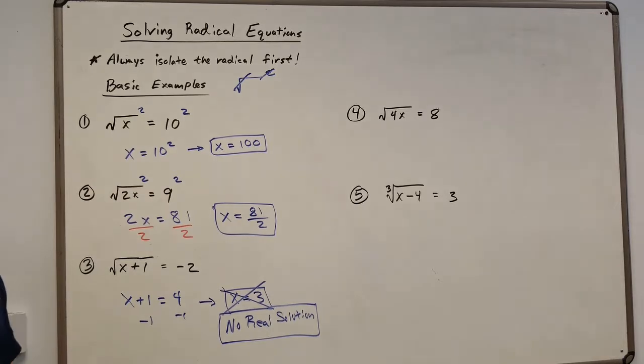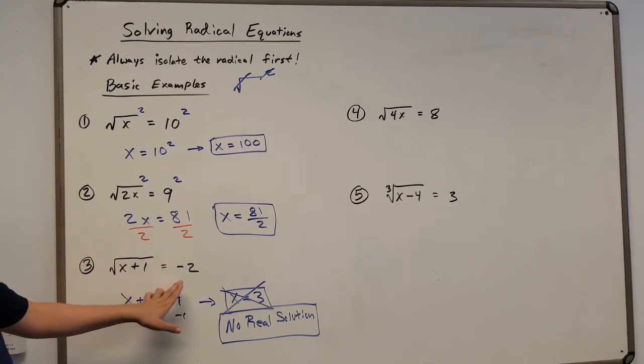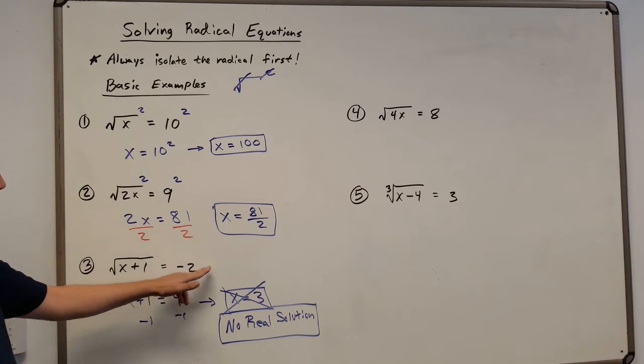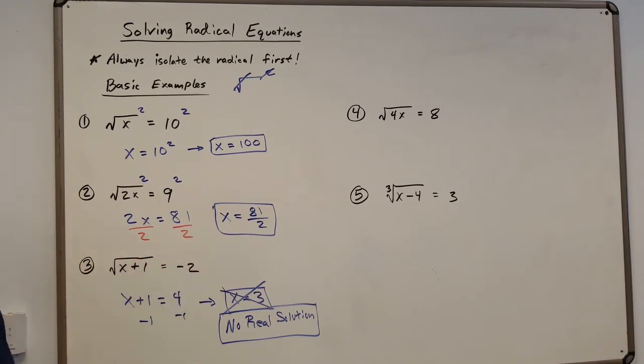So always plug in to check to see if your answer is right. We could have told that here because we should see that a square root can never equal a negative number. So right here you should be able to tell that it's going to be no solution in the end.